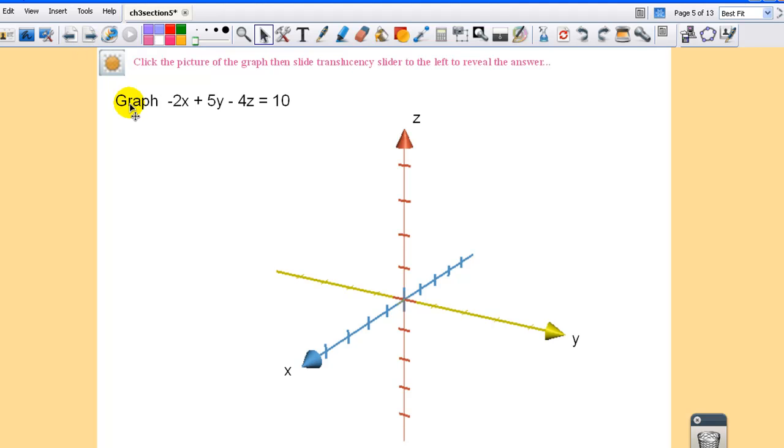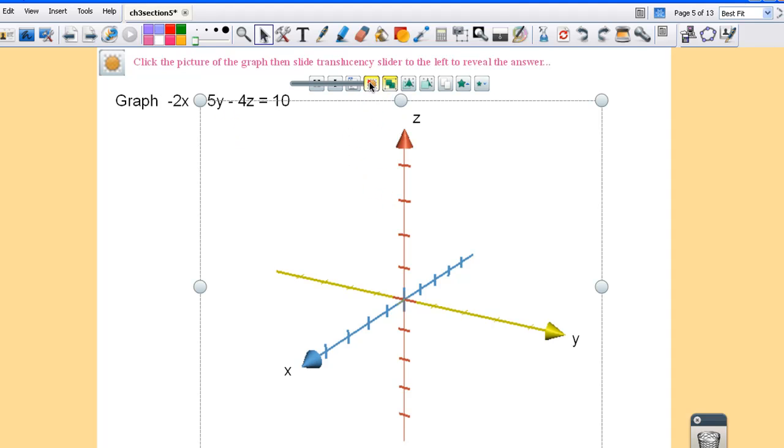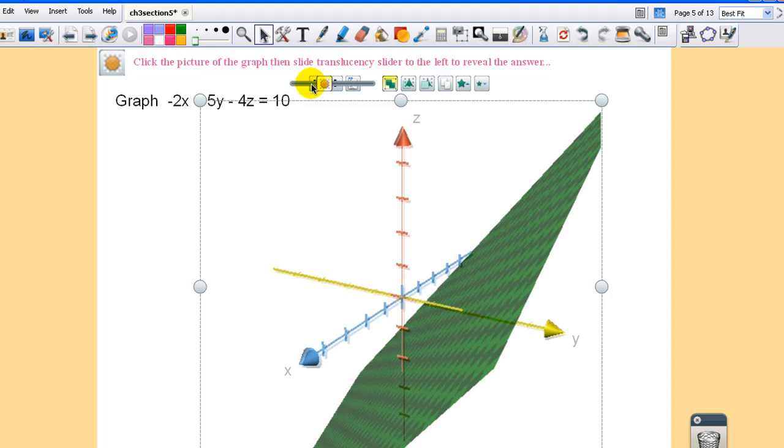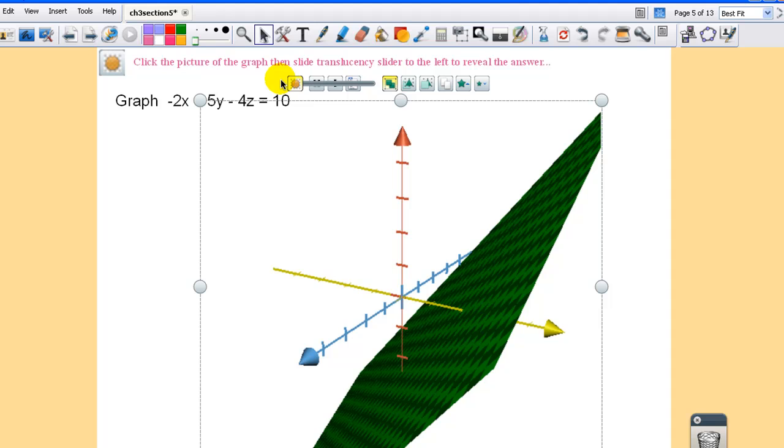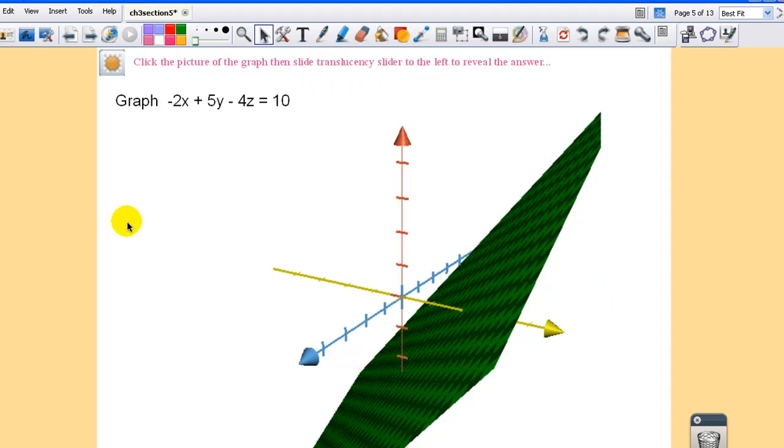Then I would call on someone to come up and demonstrate, and give students a chance to work out this problem at their seats. Then I call on somebody to put the answer on the board, and we check that answer. The nice little feature of the Promethean is that you can put it on top and use the transparency slide to reveal what's underneath. Okay, so there's the answer, and again I would check students' work.